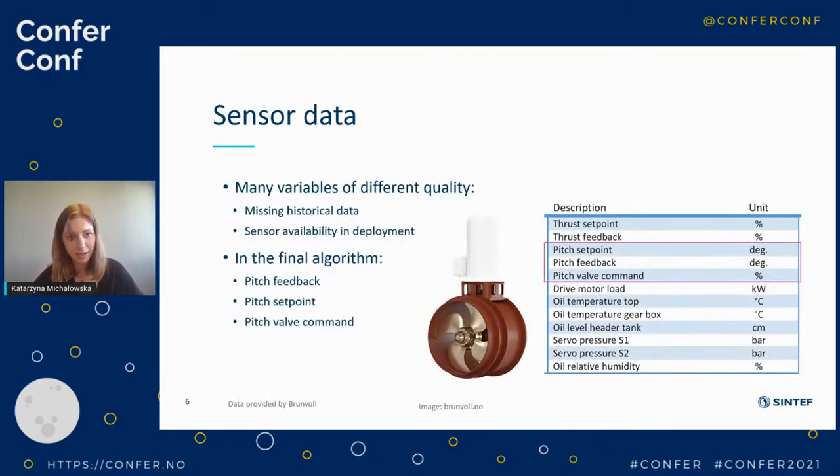Starting from the beginning, the data that we had was provided by our partner, Brunvoll, who is a provider of these marine systems.